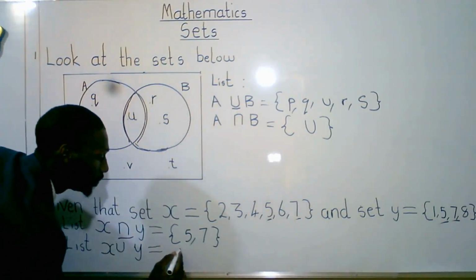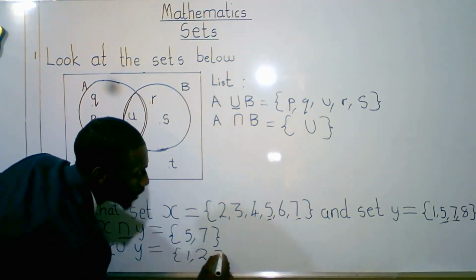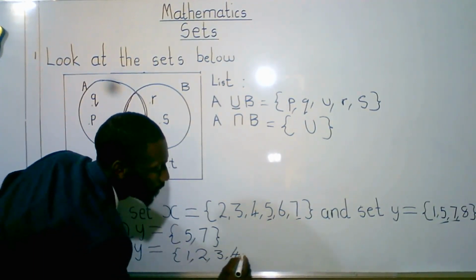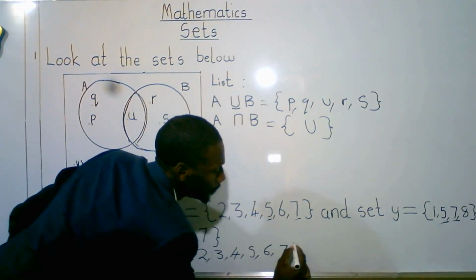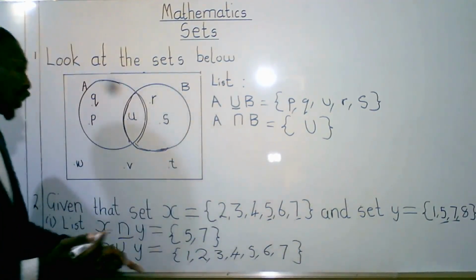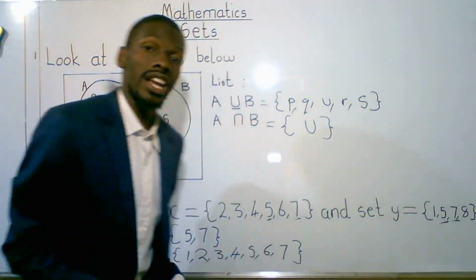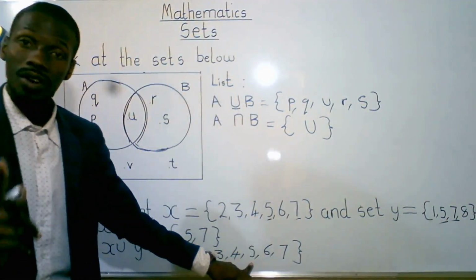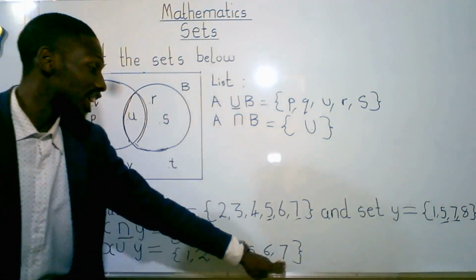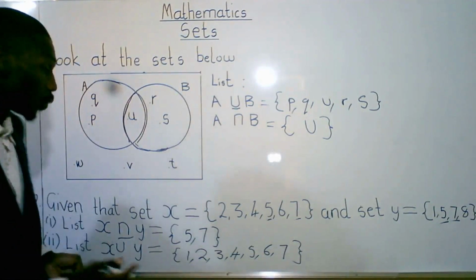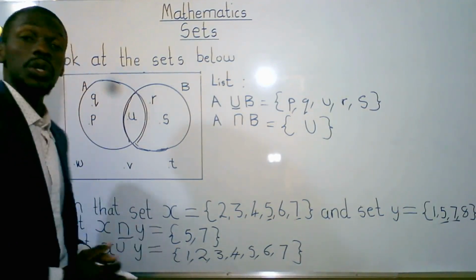Let's say we've got 1, then 2, 3, 4, 5, 6, 7. We know that 5 is coming to us. There's 5 in set X and 5 in set Y. We are supposed to write 5 just once. We know that there's 7 and there is 7 there. What are we supposed to do? Just write 7 once. Then we have listed the elements that are forming the union set.